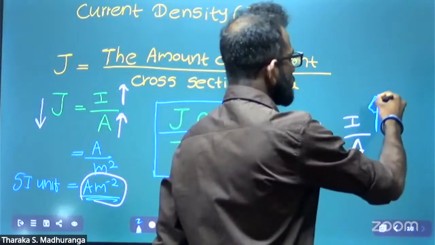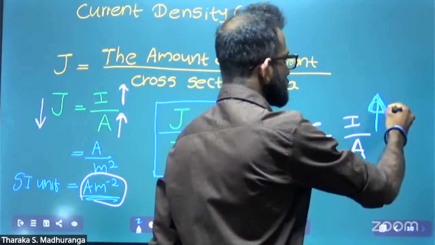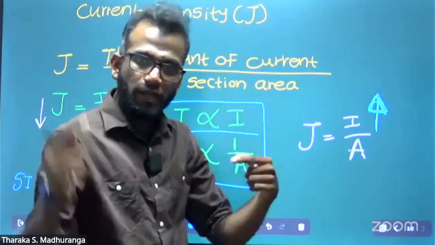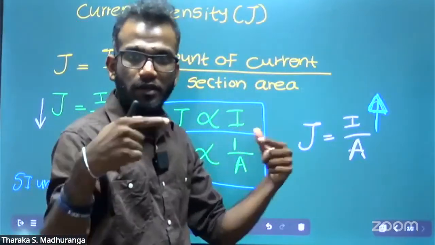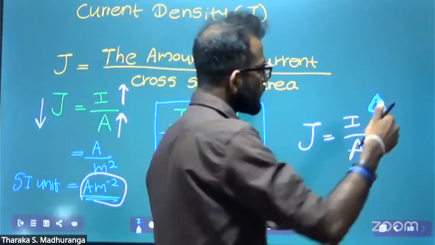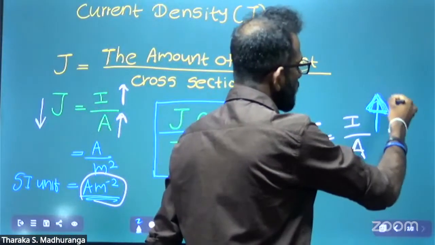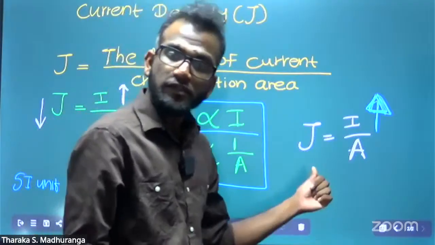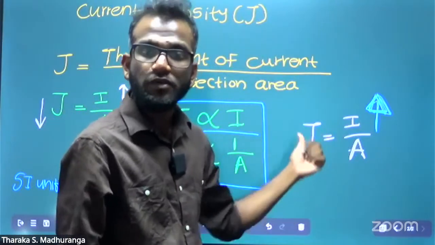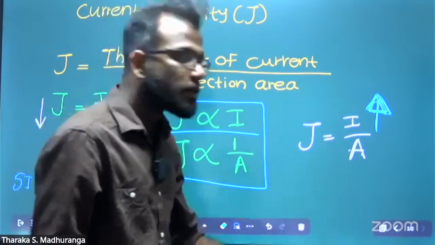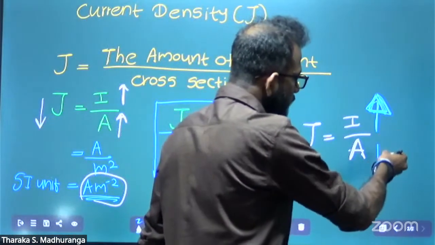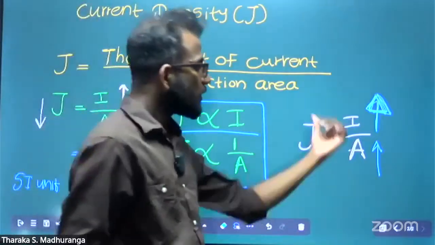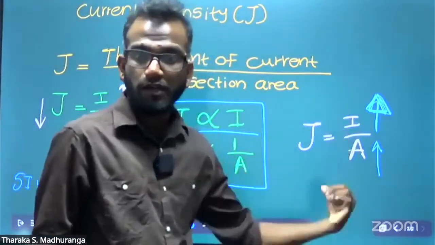Okay, the amount of current is very high. Bulk current is coming directly from the supply meter board to the distributor box. Therefore, how about the current density? The current density is also high. To reduce this current density, we have to increase the cross section area. Then we can reduce this current density.